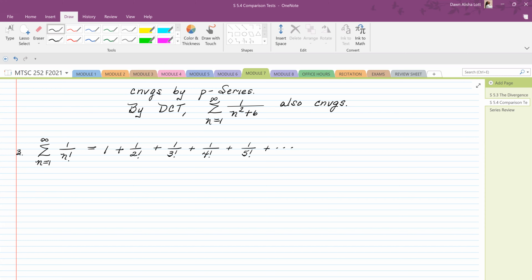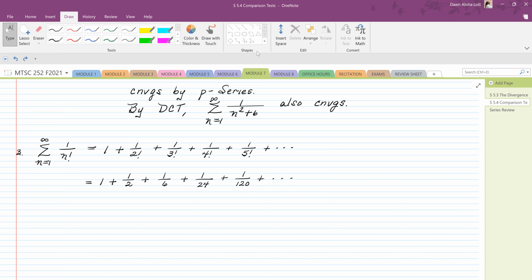All right. So these terms are actually equal to 1 plus a half plus 1 over 6 plus 1 over 24 plus 1 over 120 plus ... So now it would be nice if I could find some series that I know already converges or diverges, whichever, so that it's either bigger than something that diverges or smaller than something that converges, and that's what will help me. Now I can see these are very, very small.